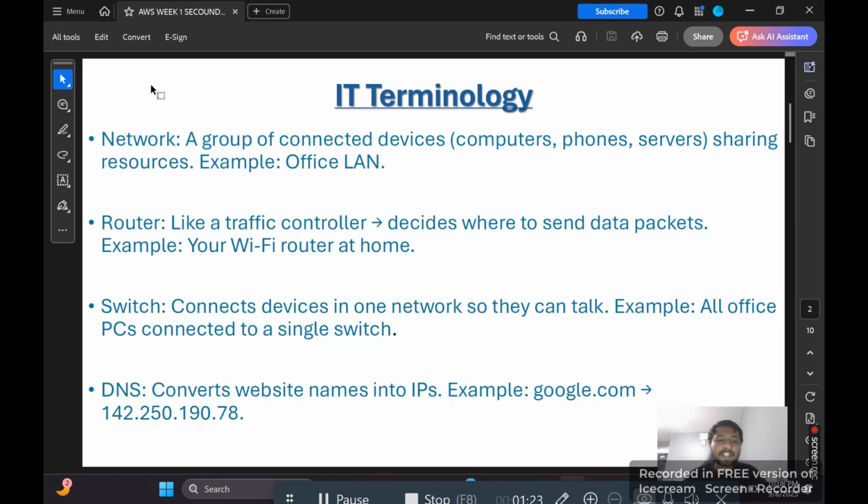Fourth is DNS. It converts a website name into an IP address. Every website has its own IP address, so people don't need to know about the IP address. They just type the name of that website.